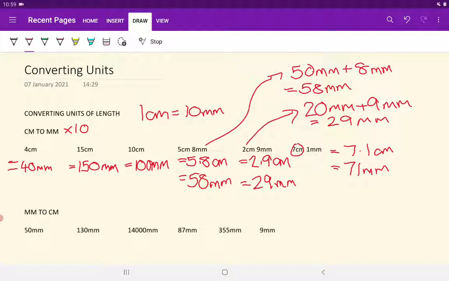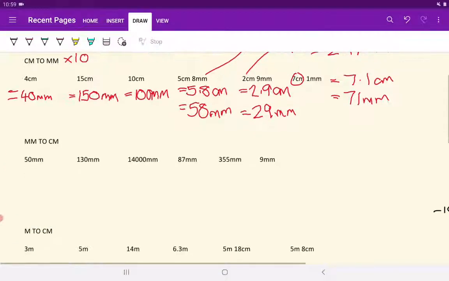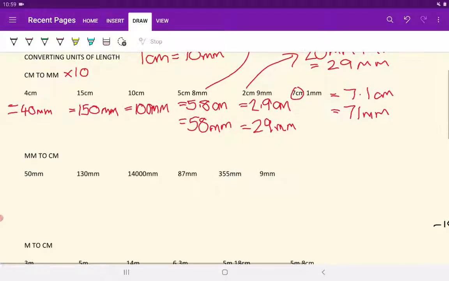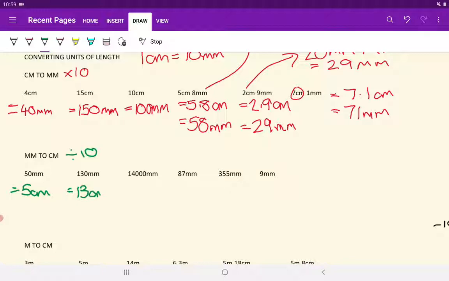So if we look at this next part, we're turning millimetres to centimetres. We're going the other way. So instead of timesing by 10, we're going to be dividing by 10. Okay, so again, use your calculator, or do it without a calculator, whatever's easiest for you. 50 millimetres, 50 divided by 10 is 5. So that's going to give me an answer of 5 centimetres. 130 millimetres, 130 divided by 10 is going to be 13. So that gives me 13 centimetres.